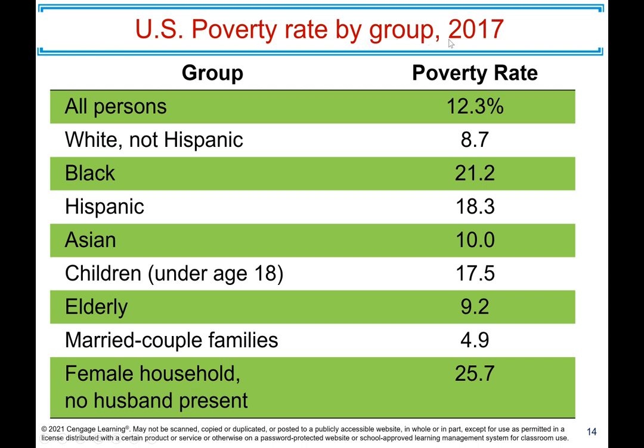U.S. poverty rate by group, 2017. All persons, the poverty rate was 12.3%. White, non-Hispanic, 8.7%. Black, 21.2%. Hispanic, 18.3%. Asian, 10%. Children under age 18, 17.5%. Elderly, 9.2%. Married couple families, 4.9%. Female household, no husband present, 25.7%.